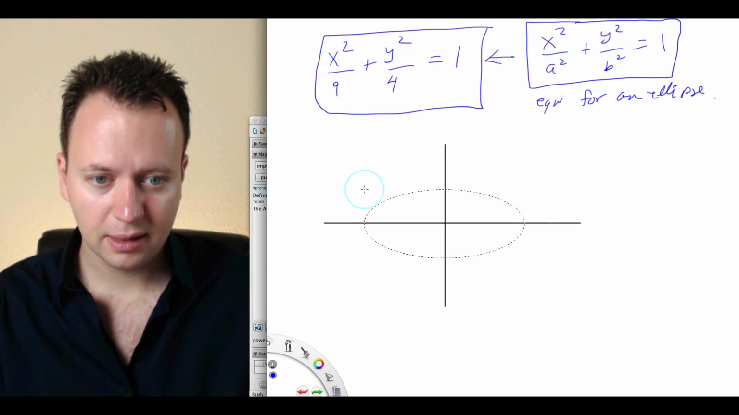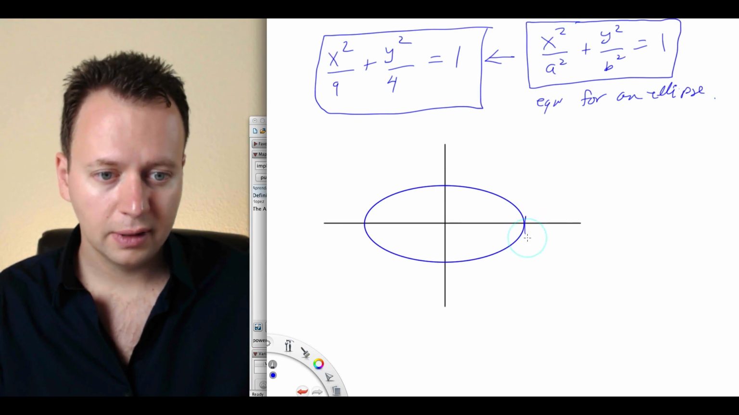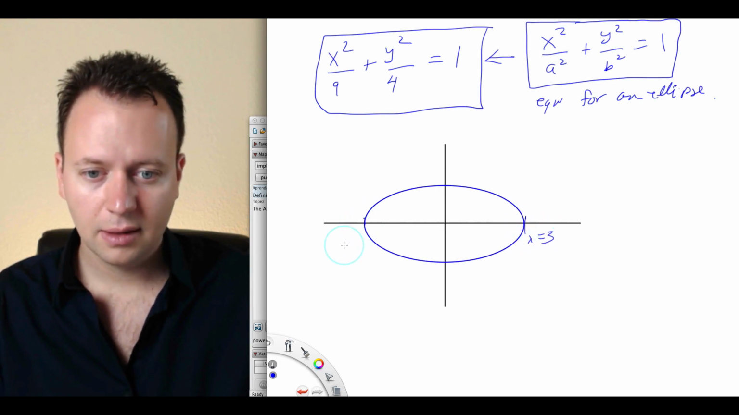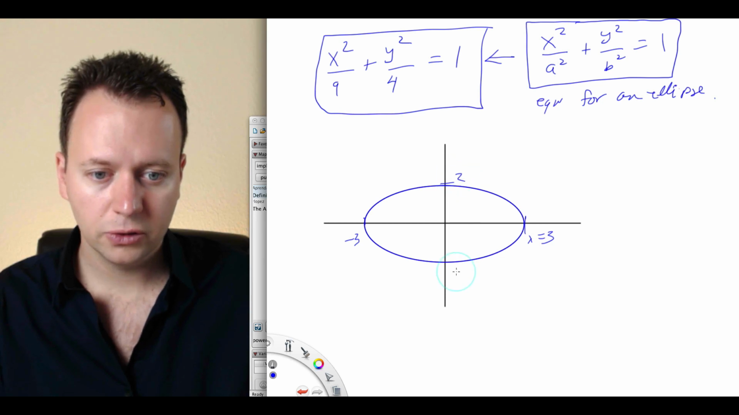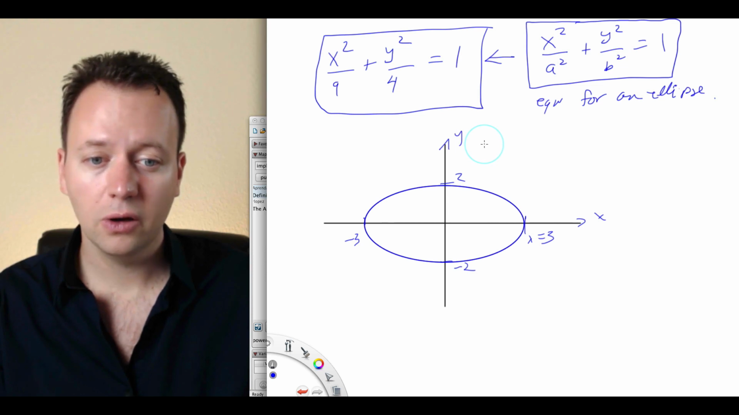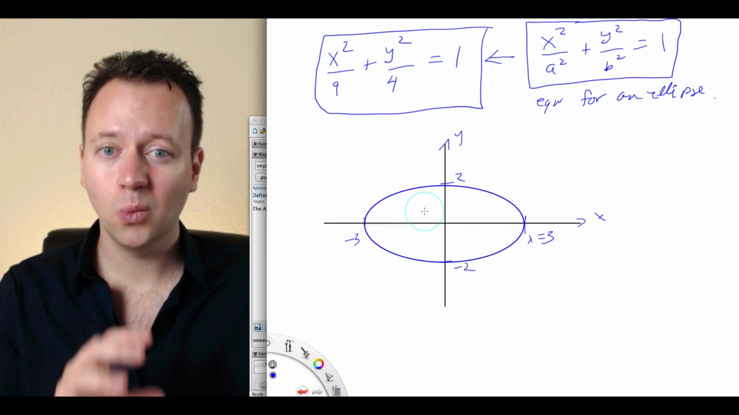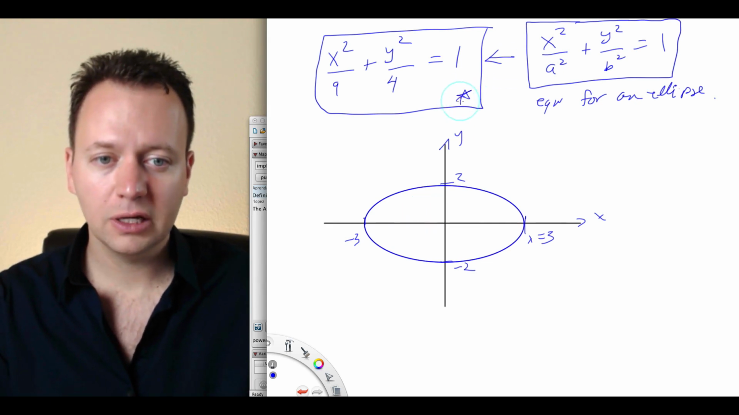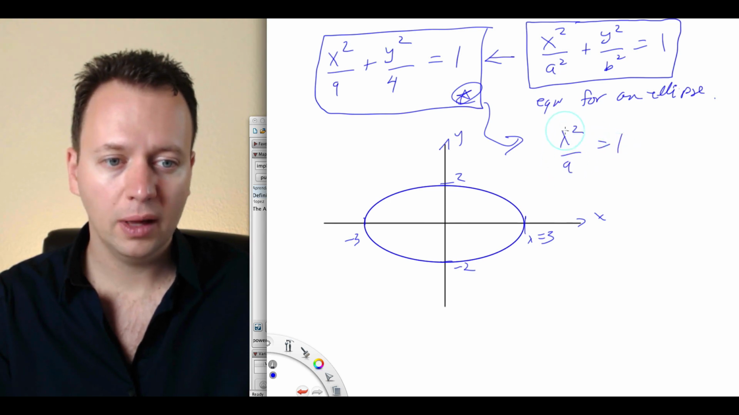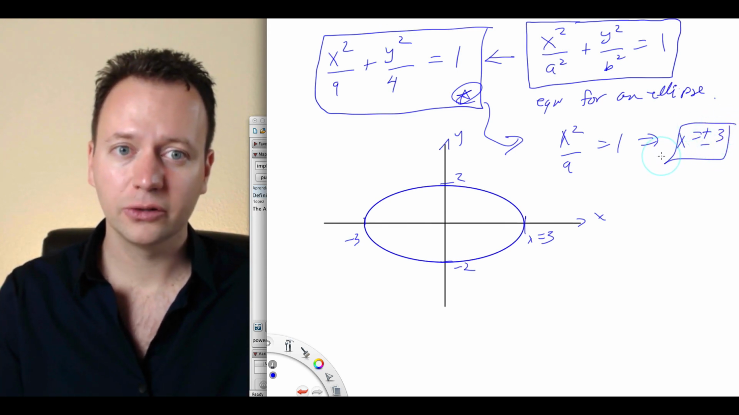So maybe something like that. So here's x is equal to 3, there's minus 3, here's 2, here's minus 2. Now the way to remember which way this goes is, well, the x-intercept occurs when y is equal to 0. So starting with this equation, if we set y is equal to 0, we get x squared over 9 is equal to 1, and then that can be solved for x is equal to plus or minus 3. So the x-intercepts are going to be at plus or minus 3.